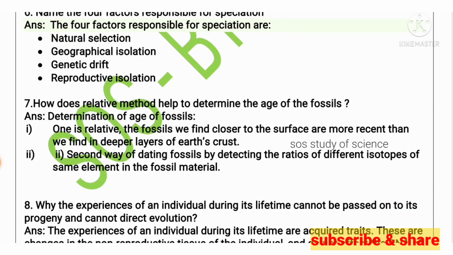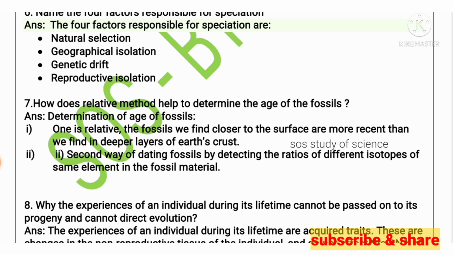Okay, so moving to 7th question, how does relative method help to determine the age of the fossils? See, again and again, related to fossils, many times the questions are asked. Okay, how can you determine? The relative method is helping you to determine the age of fossil. Earlier, I just told about how to estimate the age of fossil, but now I am pointing about only by looking at relative method, how can I estimate the age of fossil?